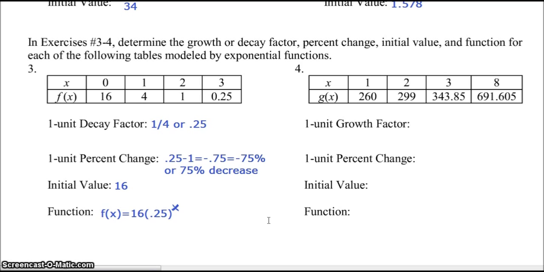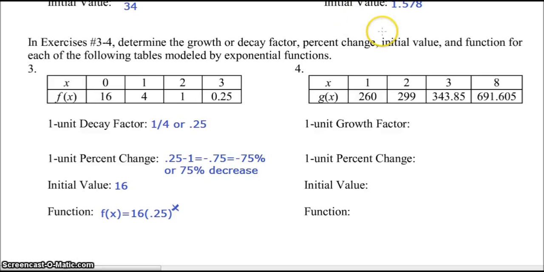Number 4. I don't have 0 in my table, so I don't know the initial value. How can I find the growth factor? It's not as obvious as the previous one, where I noticed we were multiplying by 1/4 each time to get the new value. In this one, what do I multiply 260 by to get 299?